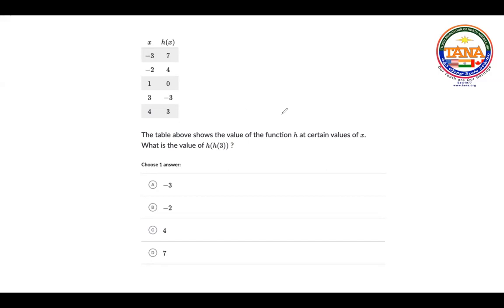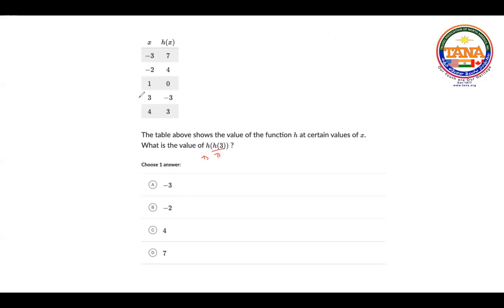All right. So for this question, the answer to the previous question, I believe, was B. All right. So for this question, what we're trying to find is the value of h of 3. So h of 3, first thing we do inner and then outer.